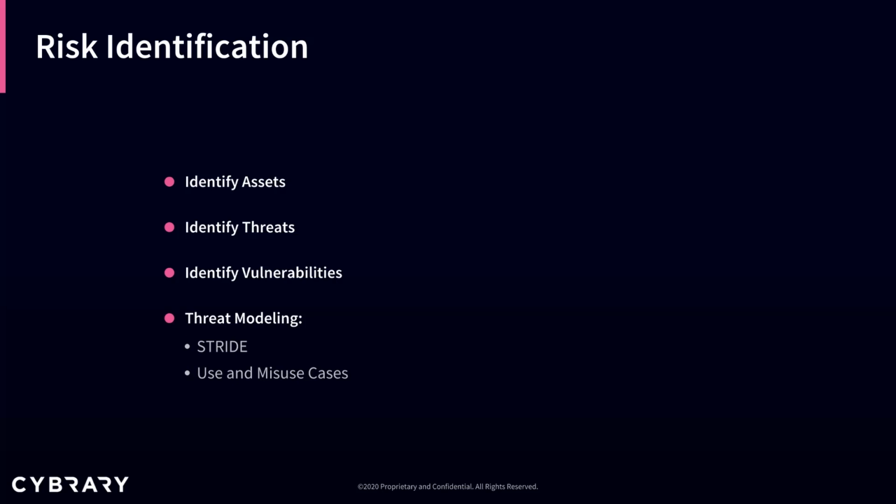Then the next part is to ask, what are the threats? Again, threats are those elements that can exploit weaknesses or vulnerabilities. So you have to identify the vulnerabilities. Now, one of the ways we can identify risk is to use threat modeling. STRIDE is a common threat model that we'll look at in a second. Another type of threat model is use-misuse cases. You could also include risk scenarios as a type of threat model.